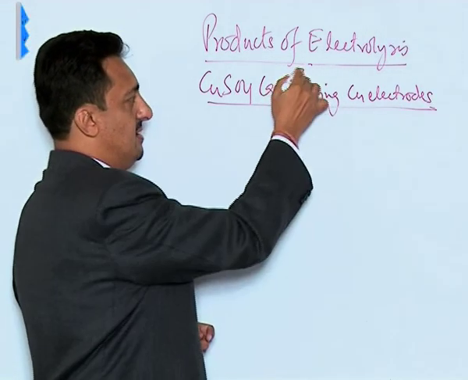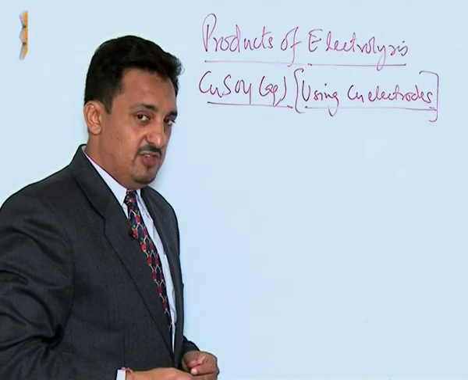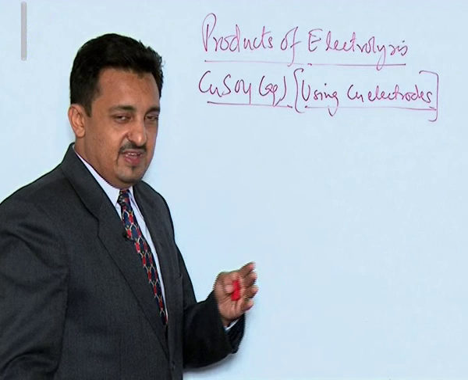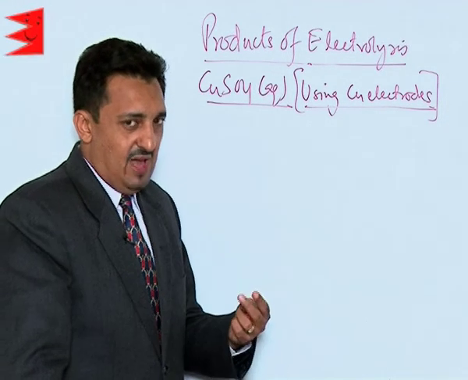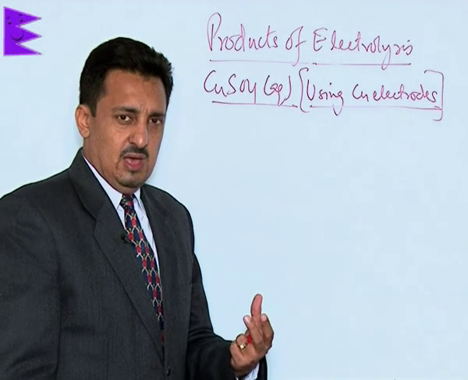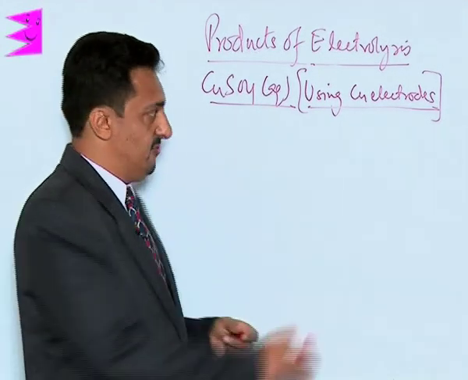So let us see what happens when we do the electrolysis of aqueous copper sulfate using copper electrodes. We are not using inert electrodes. We can discuss simultaneously what would have been the products if we had taken inert electrodes like platinum, which doesn't participate in the reaction, or what happens when we are using copper electrodes.